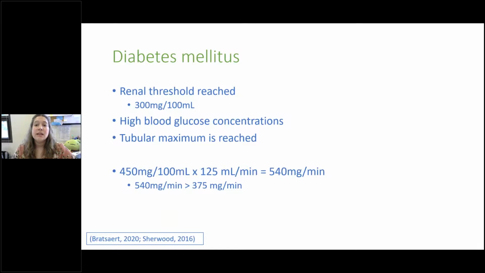Once we begin seeing a substance in the urine, we have reached the renal threshold. This means that concentrations of the substance have reached tubular maximum and needs to be excreted. The renal threshold for glucose is about 300 milligrams per 100 milliliters.